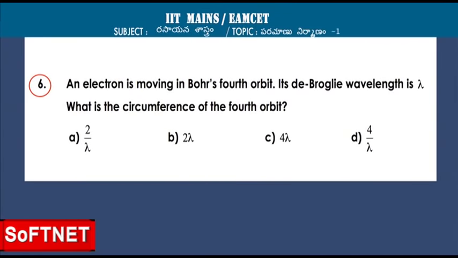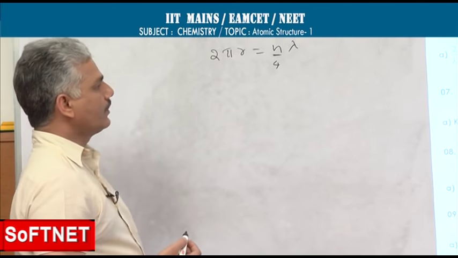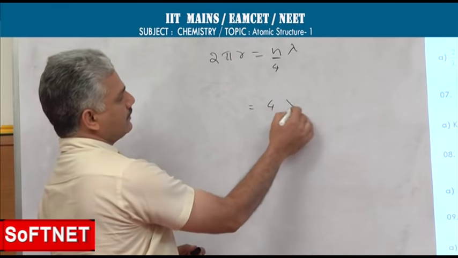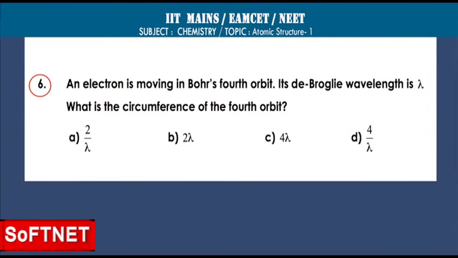Sixth question. An electron is moving in Bohr's fourth orbit. Its de Broglie wavelength is lambda. What is the circumference of the fourth orbit? Orbits are circular in shape. Therefore, the circumference of the circle will be equal to the circumference of the orbit. The condition is 2 pi r is equal to n lambda. So, as it is the fourth orbit, in place of n we have to substitute 4. So, 2 pi r is equal to 4 lambda. This option is present in C. So, for this question, the correct answer is C, 4 lambda.